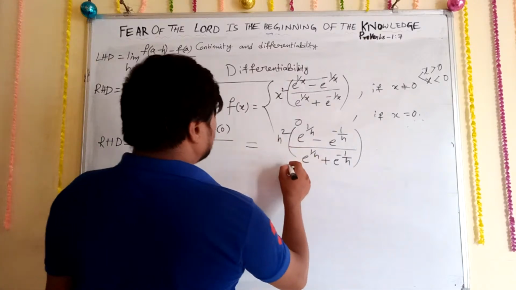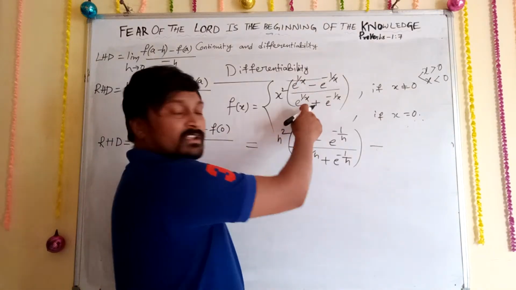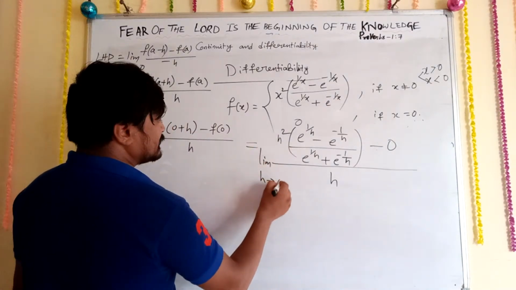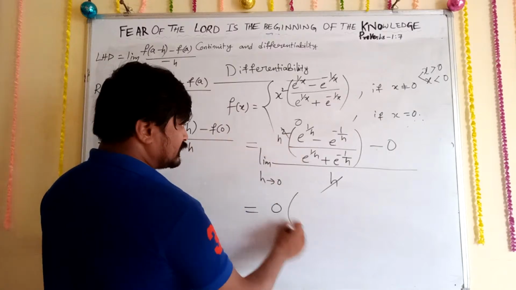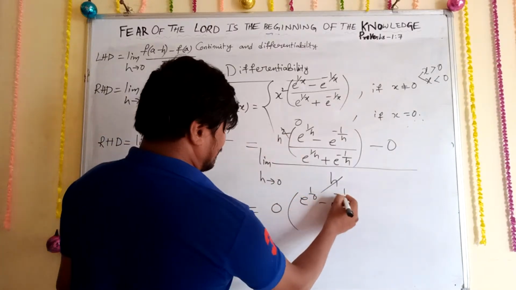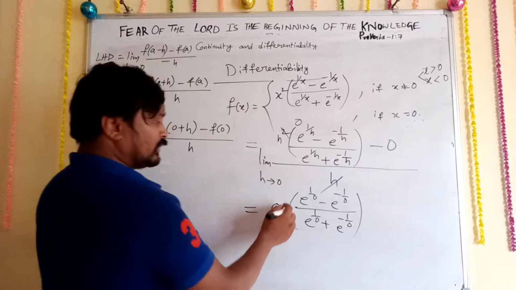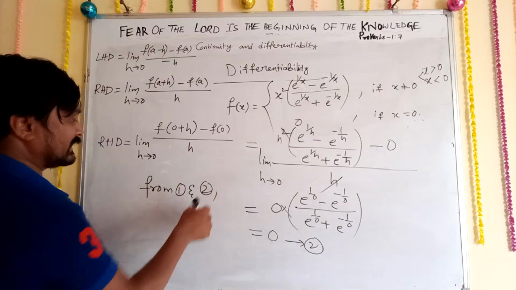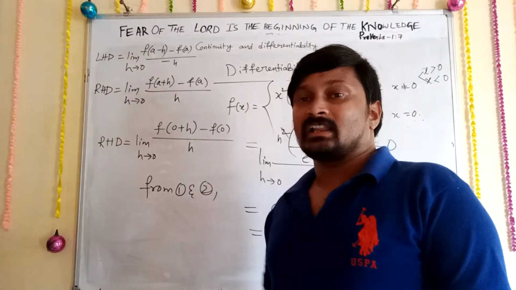Okay. So after completion of this, what is next? Minus f of 0. F of 0 means how much here? 0, they have given. That's why write 0 upon h. And now here limit h tends to 0. H and h square get cancelled. Easy method: just remove the limit and substitute 0. 0 into e power 1 upon 0 minus e power minus 1 upon 0, upon e power 1 upon 0 plus e power minus 1 upon 0. 0 into number 2. So now tell me, from equation 1 and 2, what can we say? Whether it is differentiable at x is equal to 0 or not differentiable.